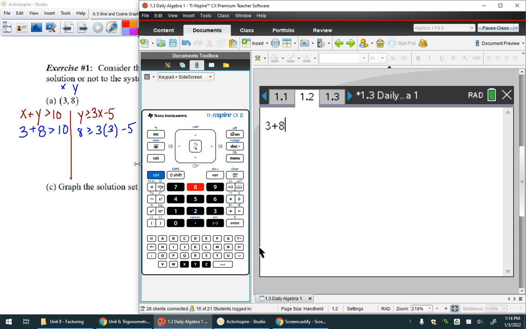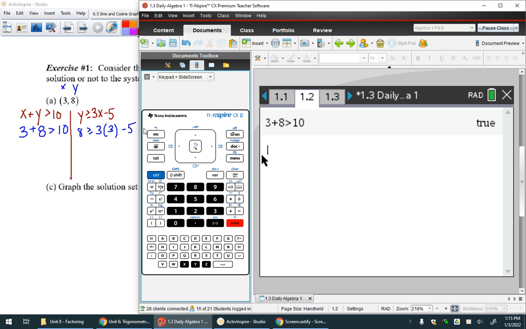Can someone tell the people at home and the people that weren't here where to find the inequality symbols? Where do I find the inequality symbols? Jenna? Control equal sign. Good. So the equal sign has the inequalities. So is greater than 10. And I press enter. So that one's true.